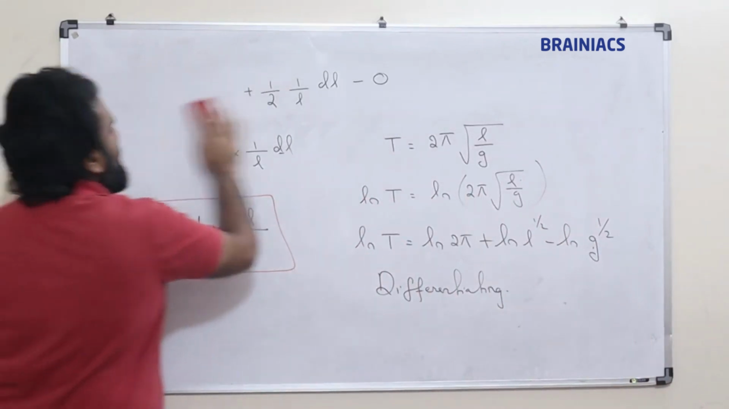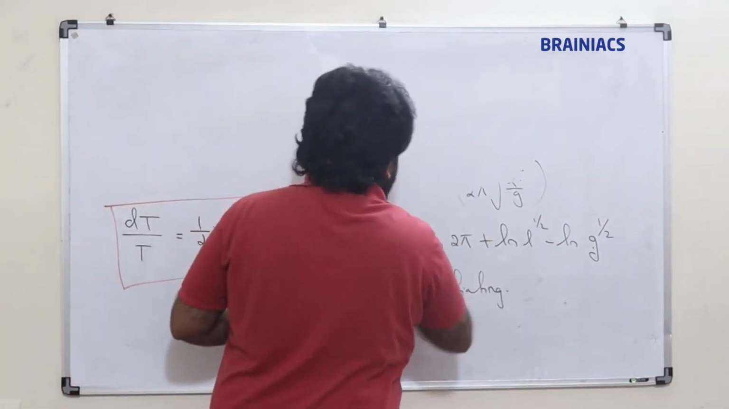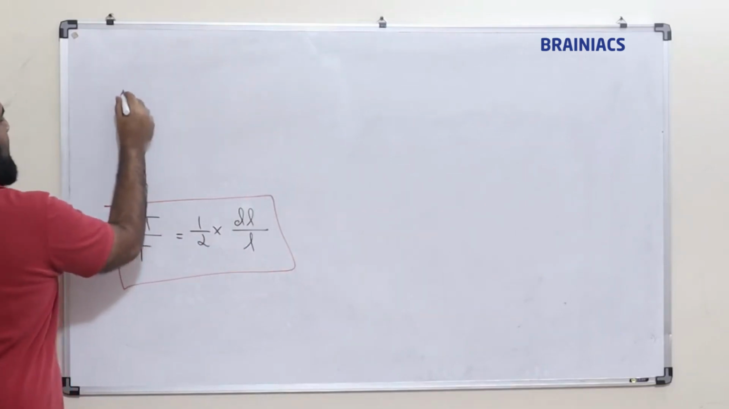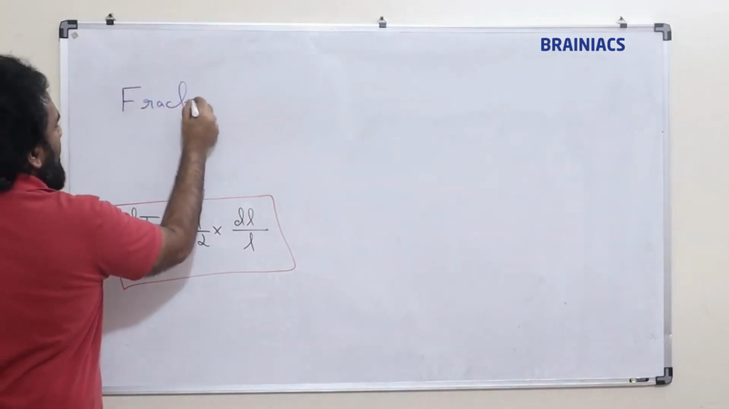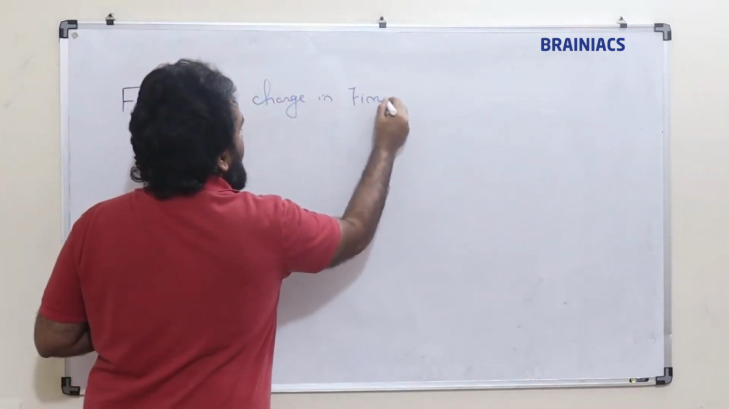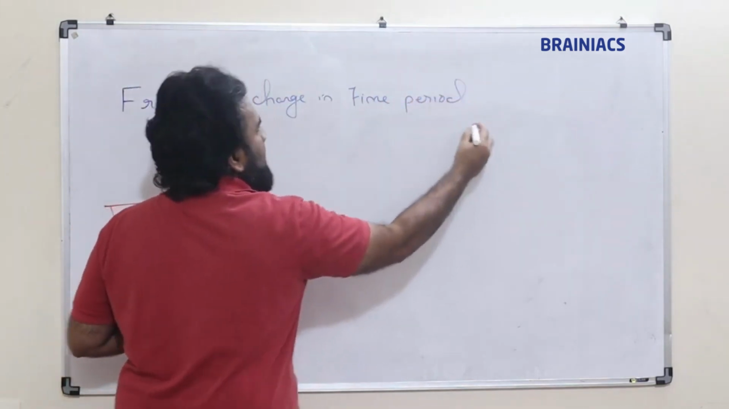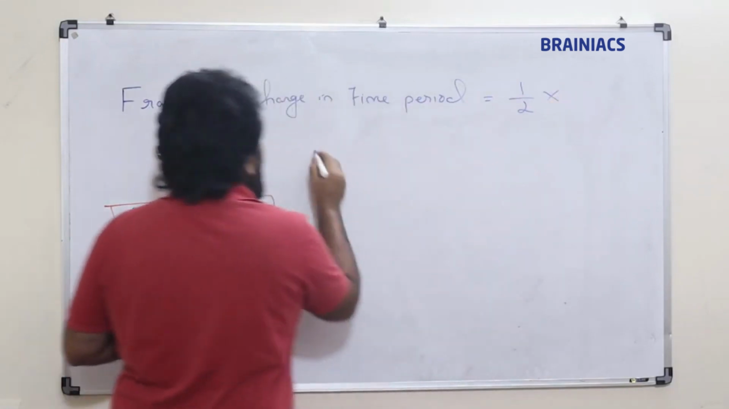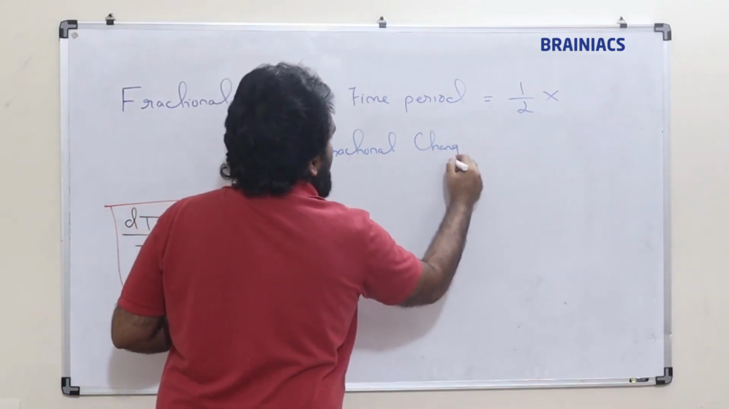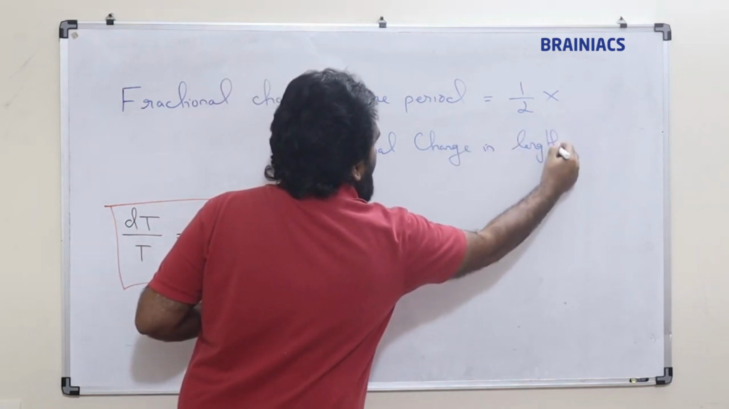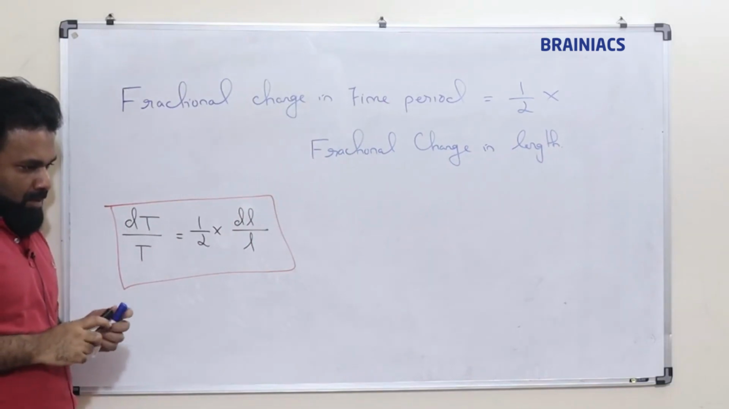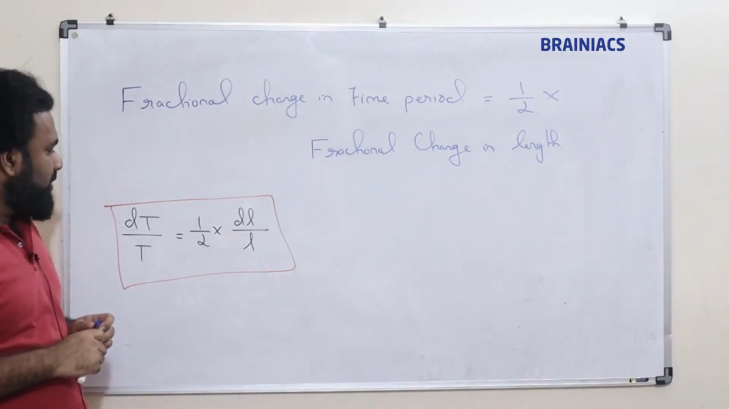So we can write this as fractional change in time period is equal to half into fractional change in length.